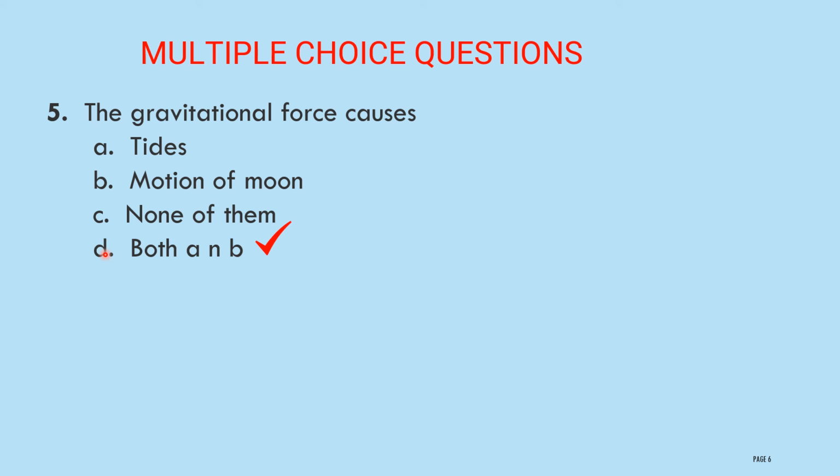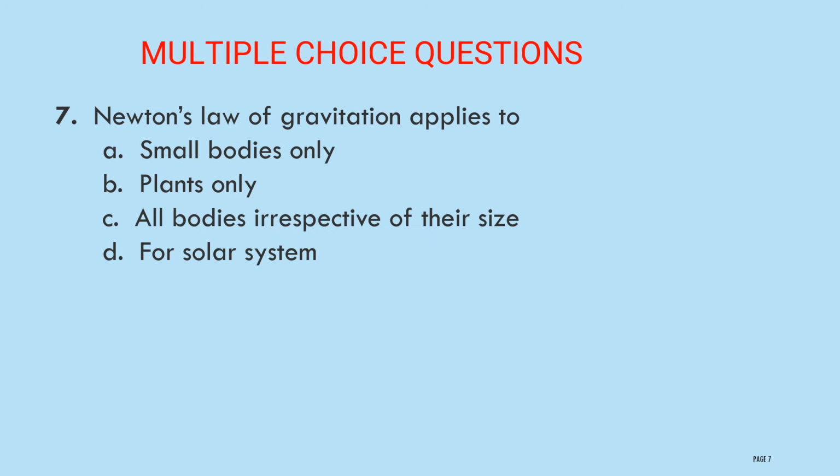If we assume gravitational force is not there, then the moon can't revolve around the earth. It will either fall onto the earth or move tangential to the earth. Because of the gravitational force, the motion of the moon occurs, and tides also occur because of the gravitational force.